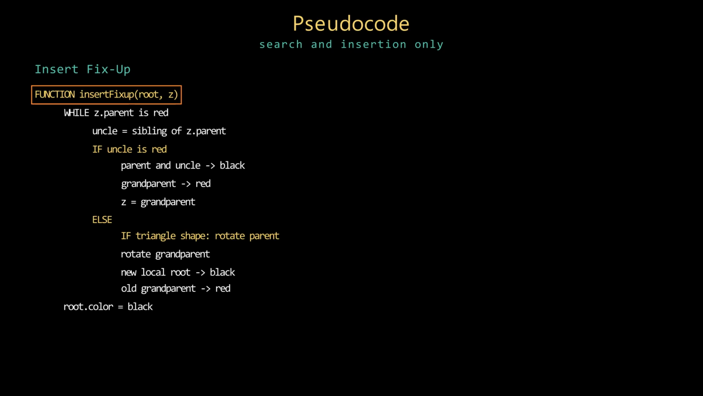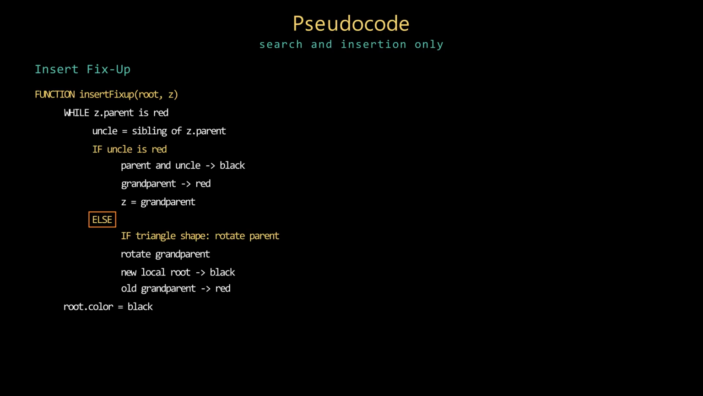Insert fix-up receives the root and the newly inserted red node. The loop runs only while Z has a red parent. First identify the uncle on the other side of the grandparent. If the uncle is red, we use the recoloring case. Recolor parent and uncle black. Recolor the grandparent red. Move Z up to the grandparent and continue checking upward.